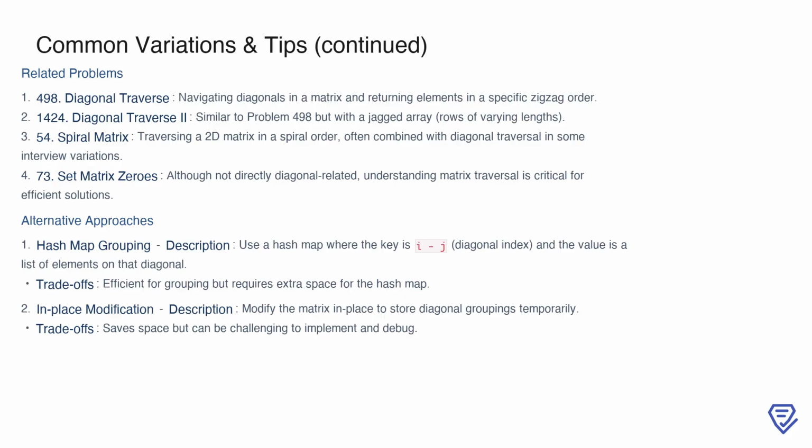When exploring alternative approaches, hash map grouping is a common method, where you use i + j as the key and store diagonal elements as values. This is efficient for grouping but requires extra space for the hash map. Another option is in-place modification, where you temporarily store diagonal groupings within the matrix itself. While space efficient, this approach can be harder to implement and debug.